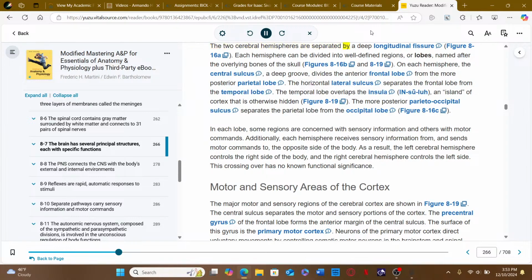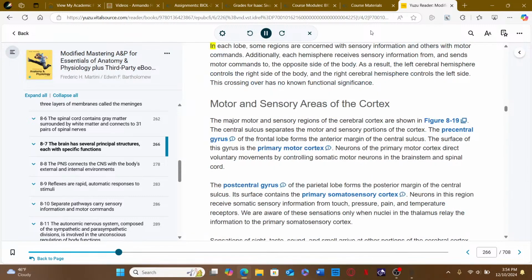The two cerebral hemispheres are separated by a deep longitudinal fissure, Figure 8-16a. Each hemisphere can be divided into well-defined regions, or lobes, named after the overlying bones of the skull, Figures 8-16b and 8-19. On each hemisphere, the central sulcus, a deep groove, divides the anterior frontal lobe from the more posterior parietal lobe. The horizontal lateral sulcus separates the frontal lobe from the temporal lobe. The temporal lobe overlaps the insula, an island of cortex that is otherwise hidden, Figure 8-19. The more posterior parieto-occipital sulcus separates the parietal lobe from the occipital lobe, Figure 8-16c.